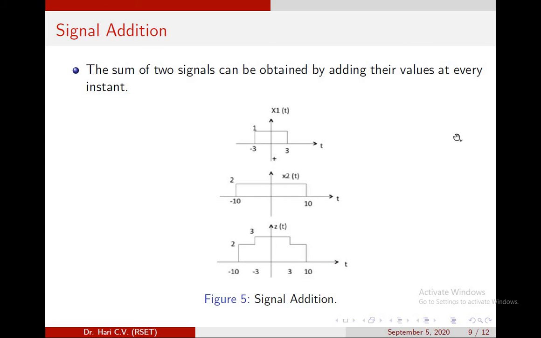The signal addition. The sum of two signals can be obtained by adding their values at every instant. This is x1 of t, x2 of t. Here z of t which is equal to x1 of t plus x2 of t is obtained by adding the values of x1 of t and x2 of t at every instant.